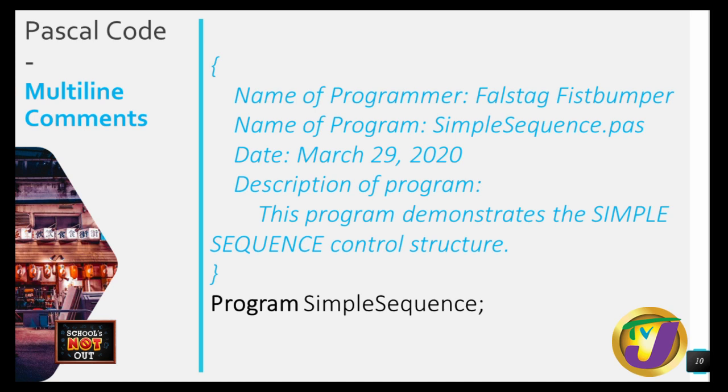So when we're doing a multi-line comment, we have curly brackets to start, the opening curly bracket, the left one. And then we have the right one closing the entire comment. When we're using multi-line comments, it means that we have several lines of comments to write. That's all that means. In this case, I have the name of the programmer, Falstag Fist Bumper, then the name of the program itself, which is simple sequence.pas, and then the date of creation, and the description of the program. Of course, some of my students tend to leave this off, but there is a greater issue when you leave your comments off.